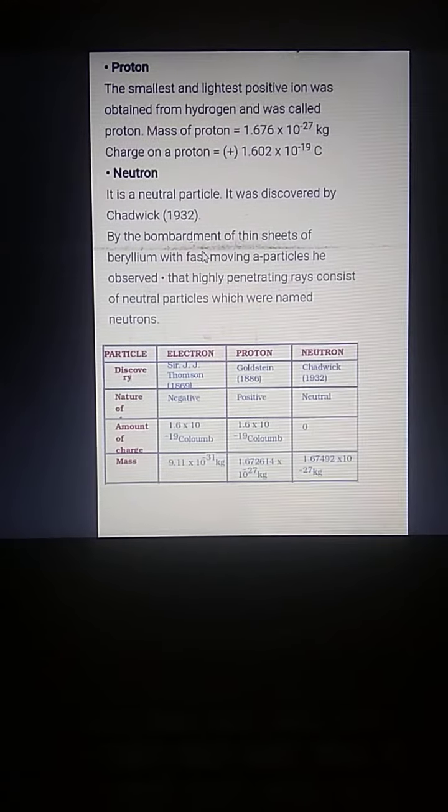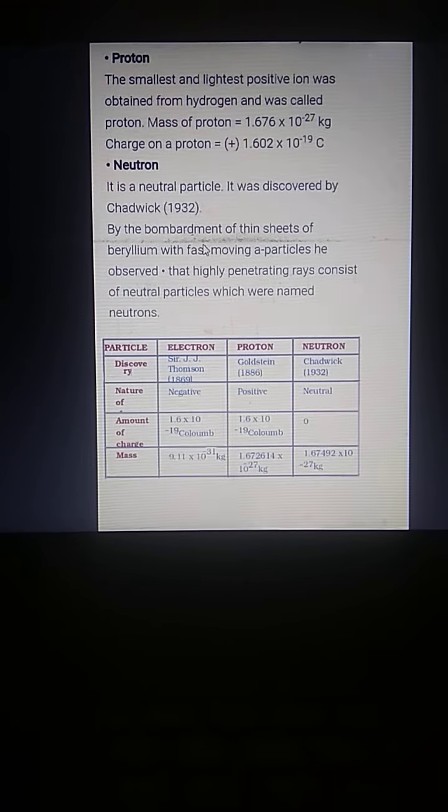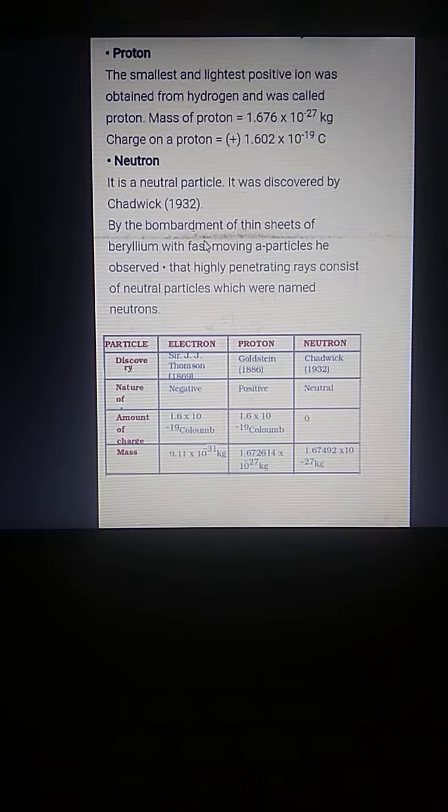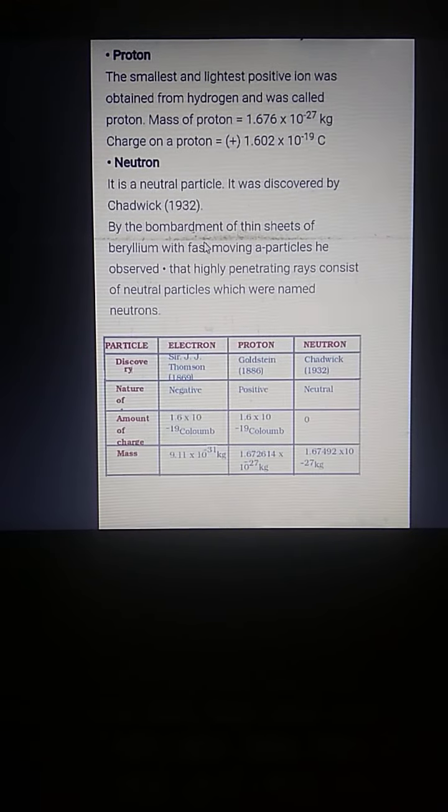Here is the table showing you the comparison between the electron, proton and neutron, who discovered them, what their nature is, and what the charge and mass on them are.